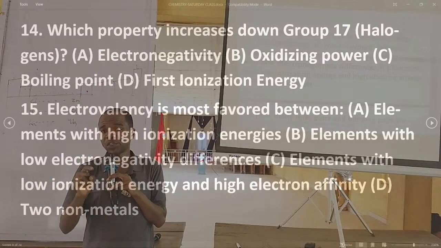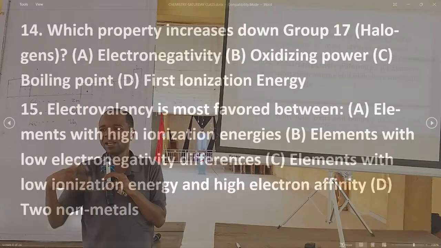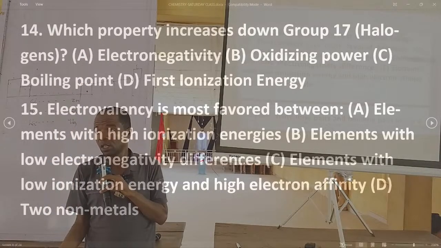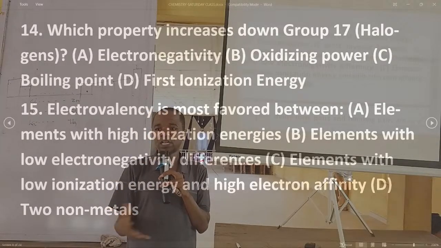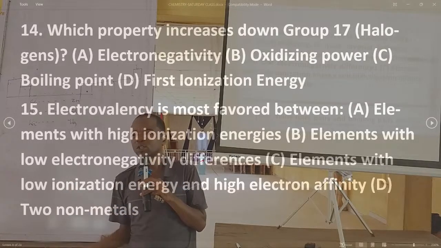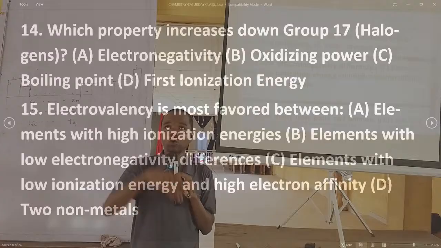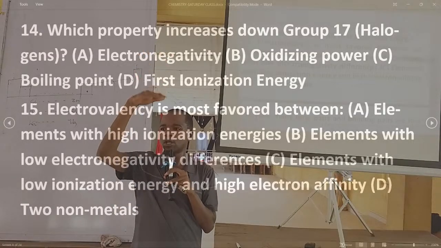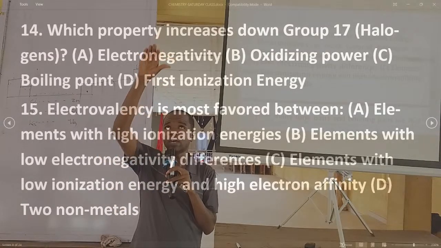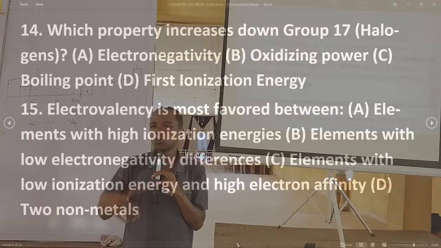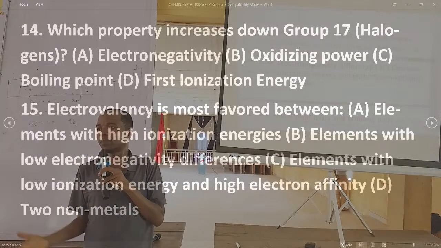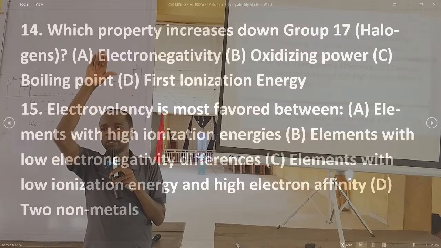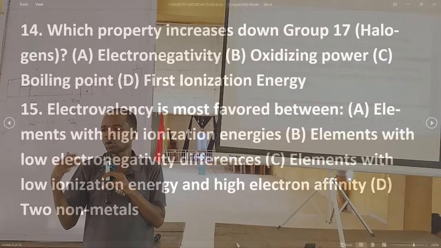Another thing that is increasing down the group is electropositivity. What is electropositivity? The tendency of an element to lose electrons. That's the opposite of electronegativity. So the tendency of an element to lose electrons is electropositivity, and as I go down the group, it is also increasing. Another one is metallic properties. As I go down the group, metallic property is also increasing.